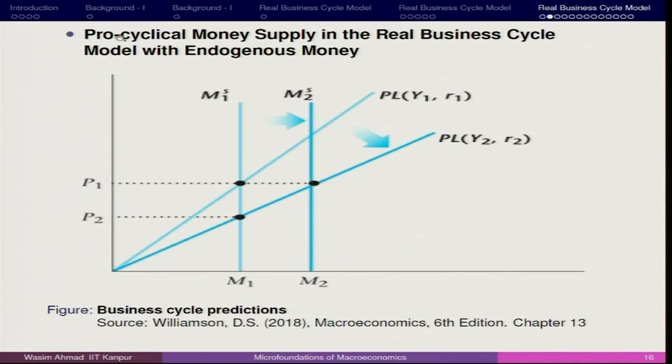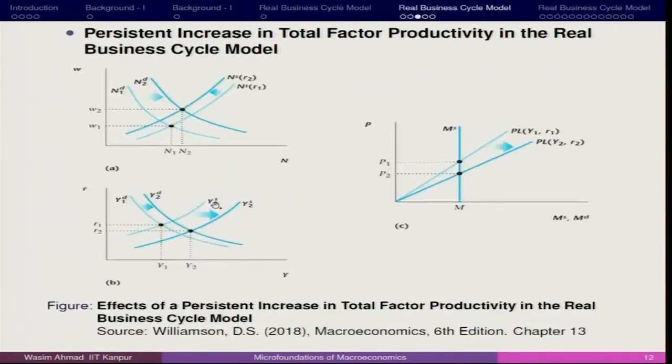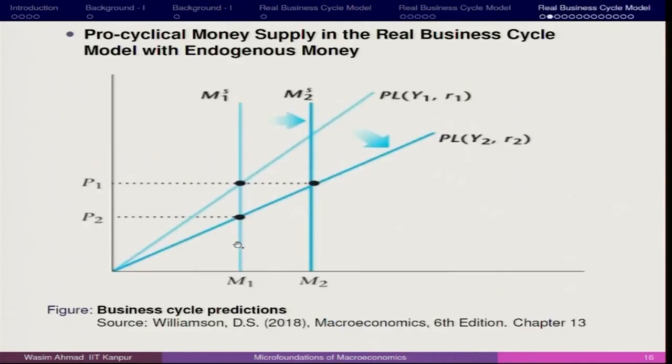This is the title: the pro-cyclical money supply in the real business cycle model with endogenous money. Since money is decided within the model, the rate of interest that we had assumed lower comes into the picture here, and because of that we find such behavior with respect to price. Which means that any price increase here will translate into this.